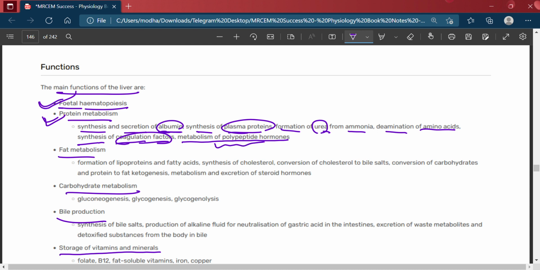Then the fat metabolism: formation of lipoprotein and fatty acid, synthesis of cholesterol, conversion of cholesterol to bile salt, and conversion of carbohydrates and protein to fat, ketogenesis, metabolism and excretion of the steroid hormone. Okay, then carbohydrate metabolism, so the gluconeogenesis, glycogenesis, and glycogenolysis.